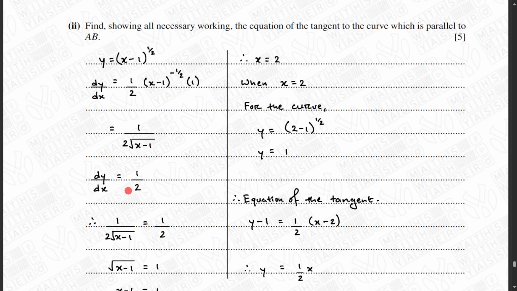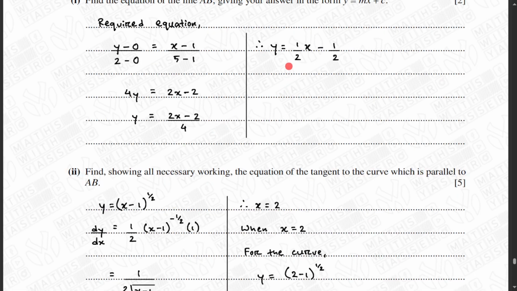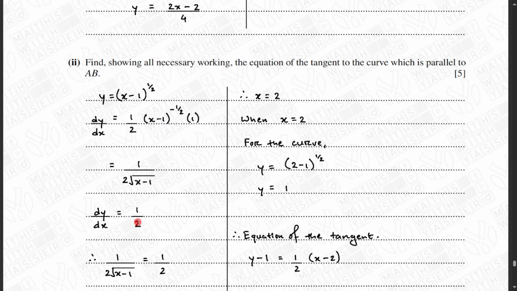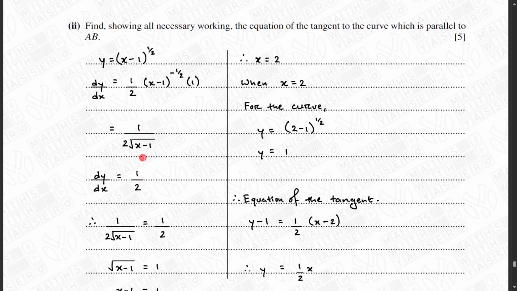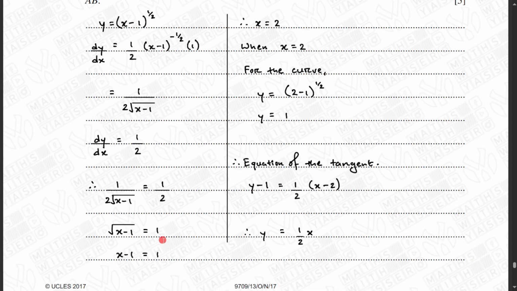From the last part of the question, we have already found that the gradient of the line AB was half. That means the tangent, which will be parallel to the line AB, must also have the same gradient. Therefore, 1 over 2 root x minus 1 should be equal to half. So root x minus 1 is 1. If I square both sides, I get x minus 1 is 1. Therefore, x equals 2.